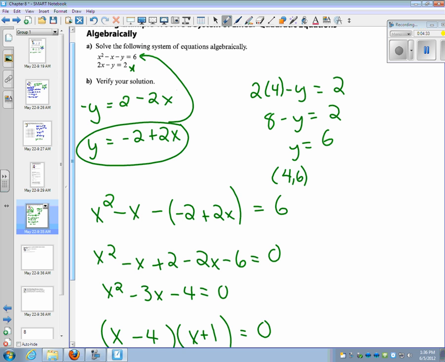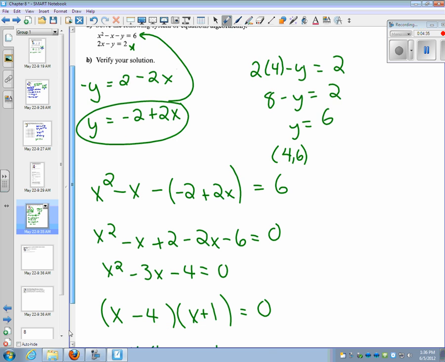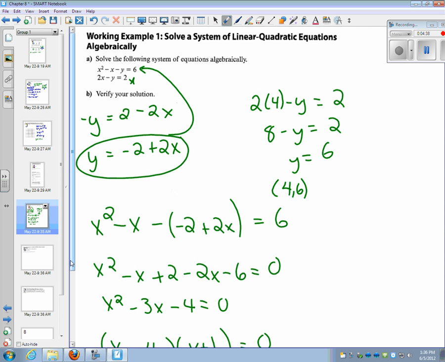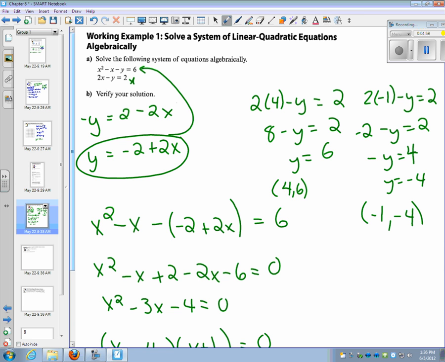Now the other one was x equals negative 1. So 2 times negative 1 minus y is equal to 2. This is negative 2 minus y is equal to 2. Adding 2, negative y equals 4. y equals negative 4. So our other point is negative 1 and negative 4. So these are our 2 points that we say are solutions. That makes sense. This is a quadratic and a line, so we're saying there's 2 points.